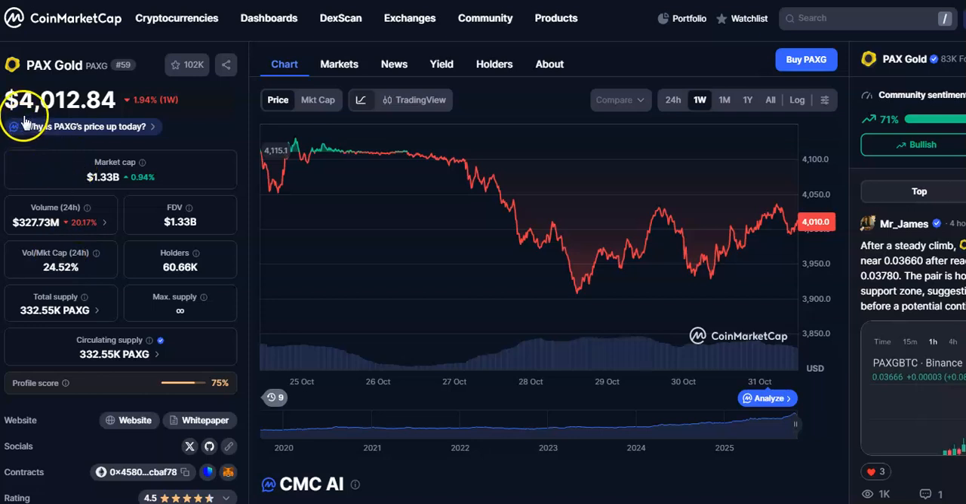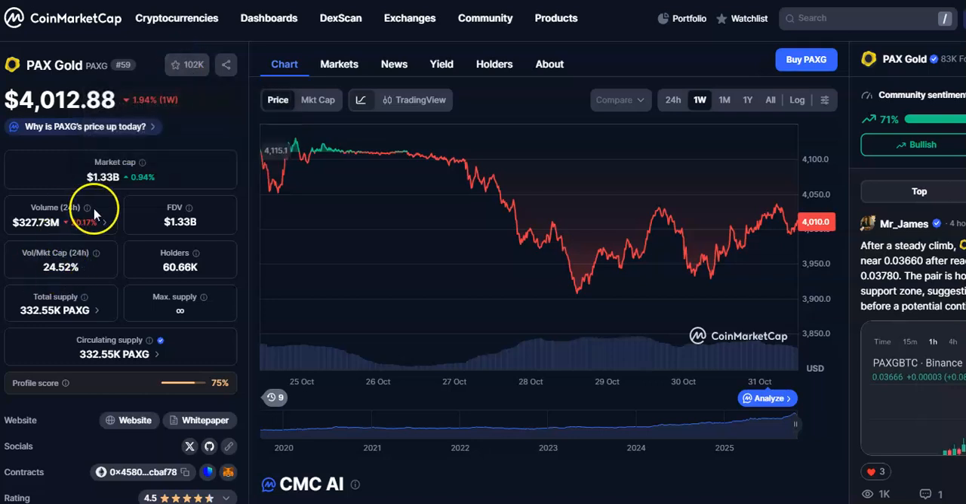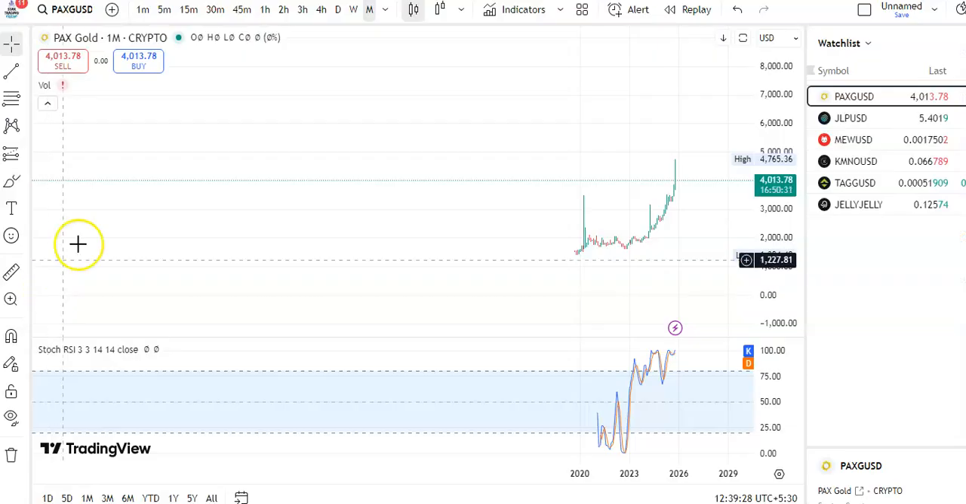So you can see the current price is $4,012. It is down by 1%. Rank is around 59. Around 102k users are following this cryptocurrency. Market cap is $1.33 billion, and the volume in 24 hours is $327.73 million, and you can see it is down by 20%. So now we'll go to the chart and see how the candles are moving.